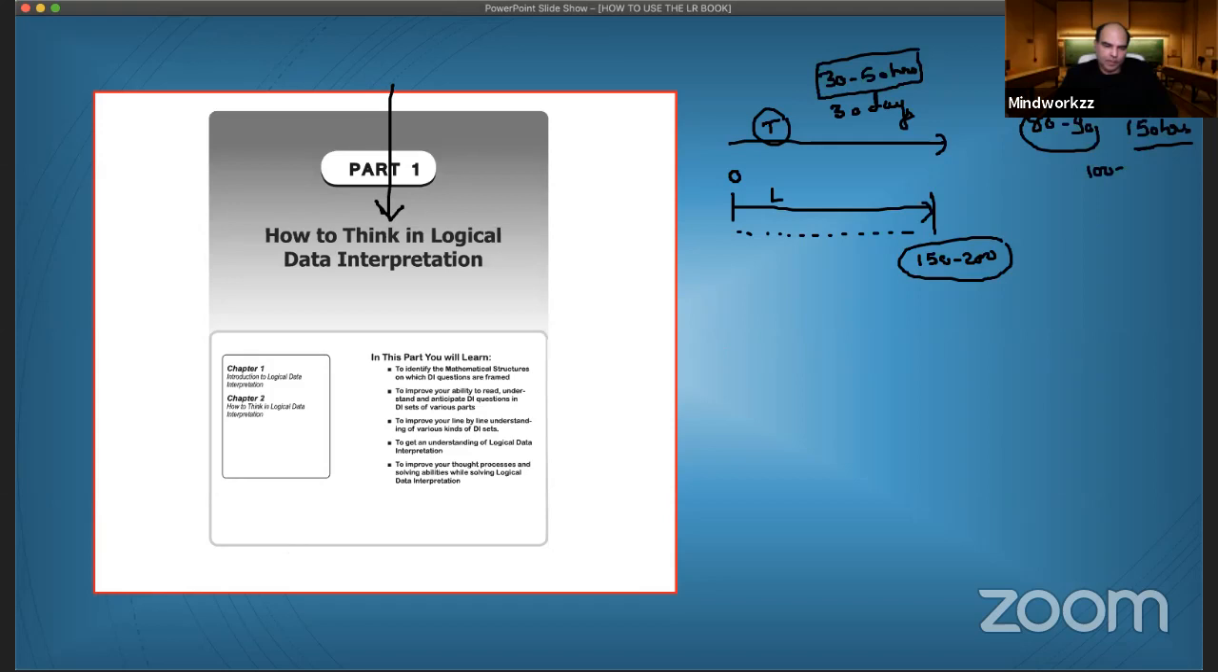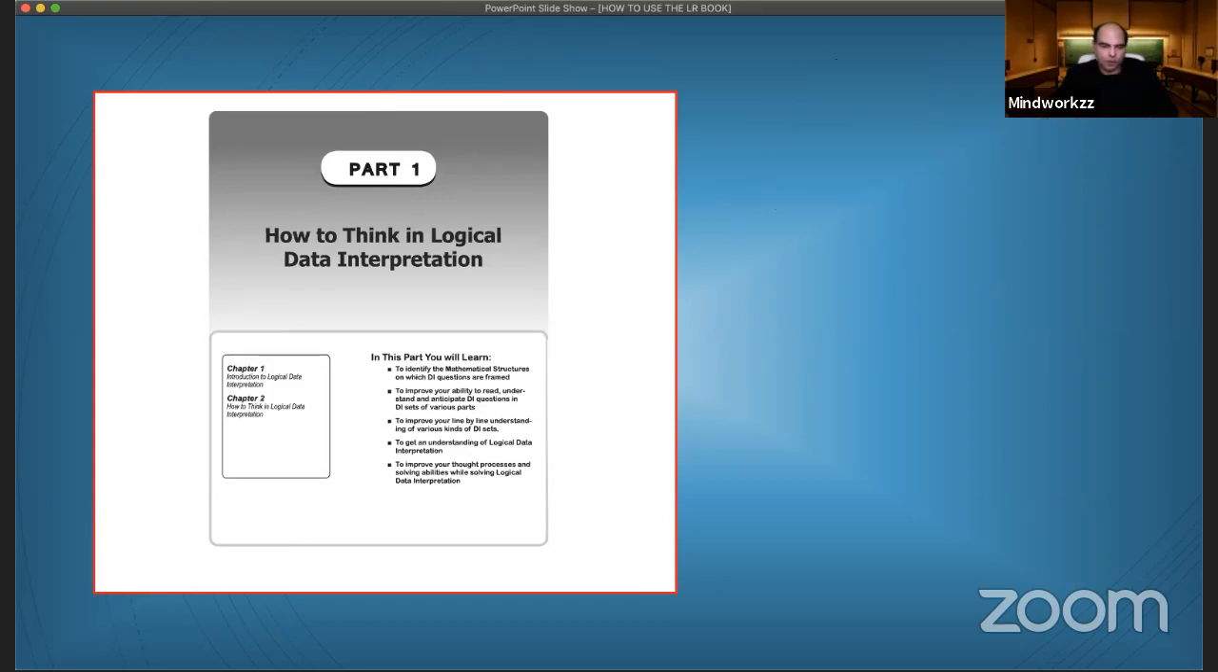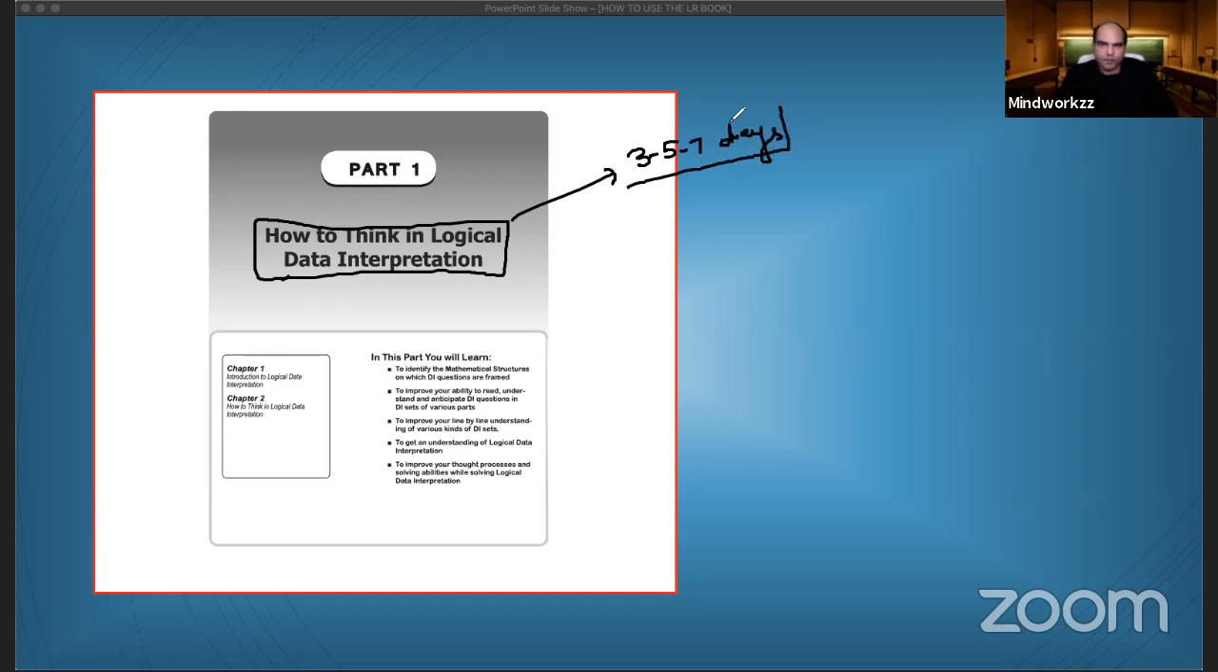So here I'm starting straight from, because I don't need to introduce what pie charts and bar charts are. Those are already done in the first part of the book. So here I'm starting straight from how to think in logical data interpretation, picking up sets and taking you through the thought process of solving them. You might want to spend between 3 to 5 days, your first 3 to 5 to 7 days on logical DI, on this.